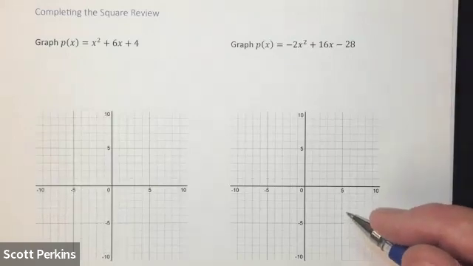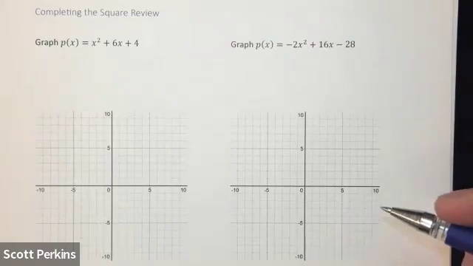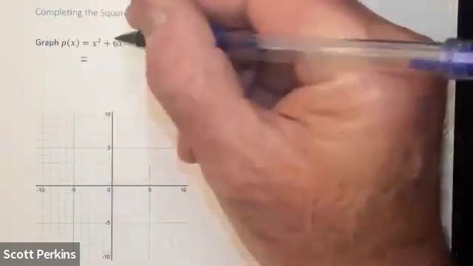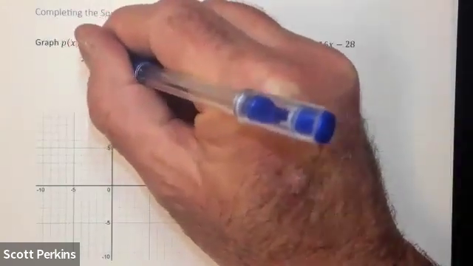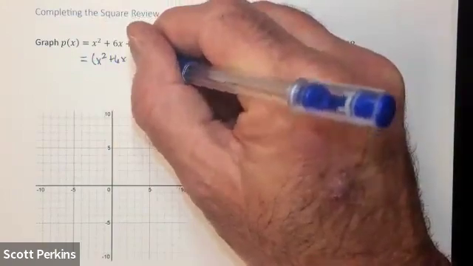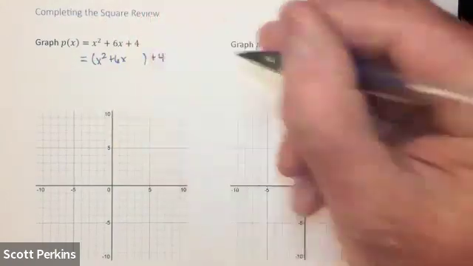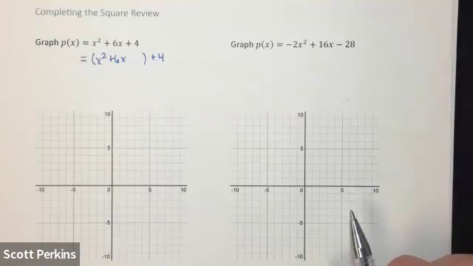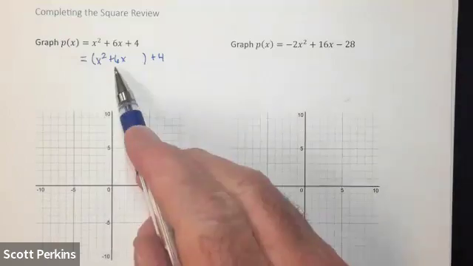So here we go. What I'm going to do first is complete the square. And here are our steps for completing the square. First, we are going to group the terms with the x's. So the x squared plus the 6x, I'm going to group those. I'm going to leave a little gap. I'm going to put a plus 4 right there. Okay, that is fantastic.